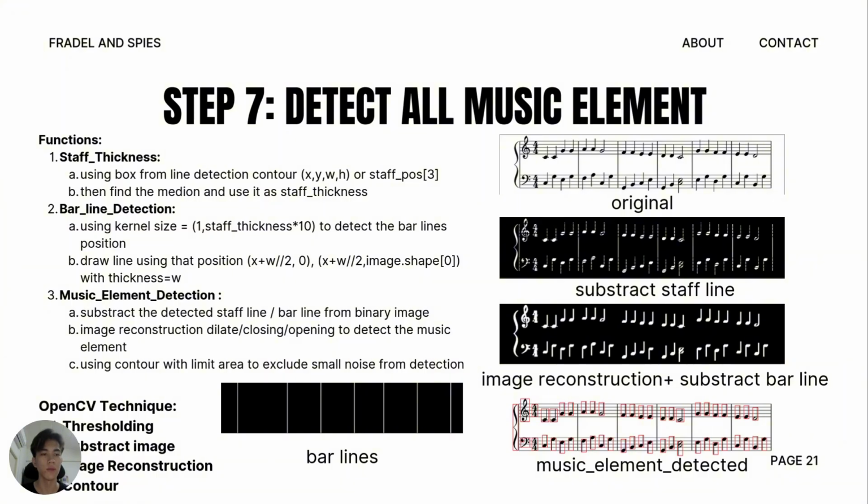The third, music element detection. Subtract the detected step lines and bar lines from the binary image. Image reconstruction: dilate, closing, and opening to detect the music elements. Using contour with limited area to exclude small noise from the detection. The OpenCV techniques that we use are: first, thresholding; second, subtract image; third, image reconstruction; and fourth, contour.